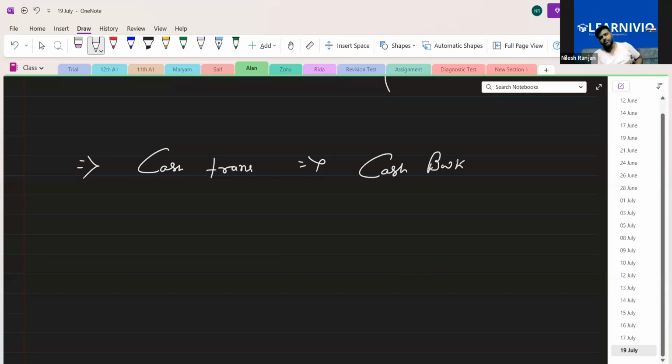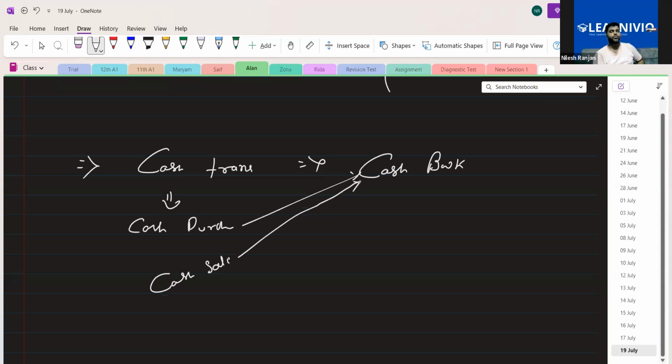Nothing else, no other book. Cash transactions will be recorded in cash book. Now, I told you that if it is cash purchase, then also it will be recorded in cash book. If it is cash sale, then also it will be recorded in cash book.